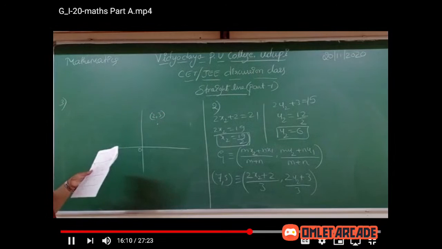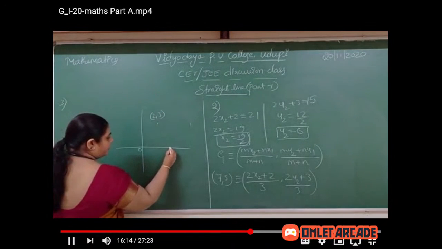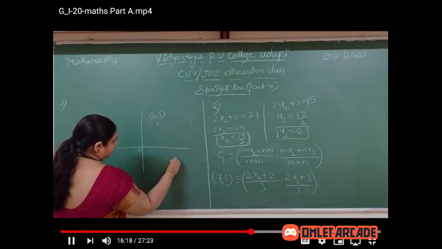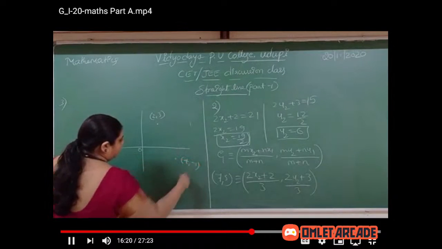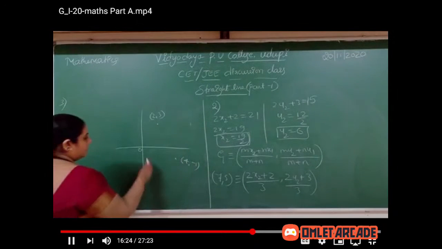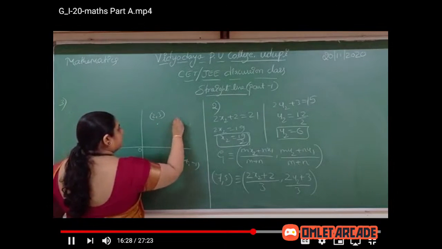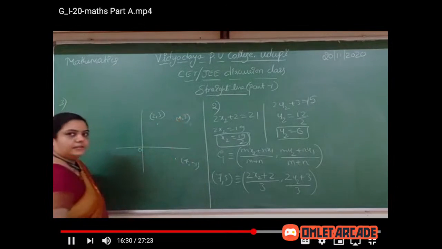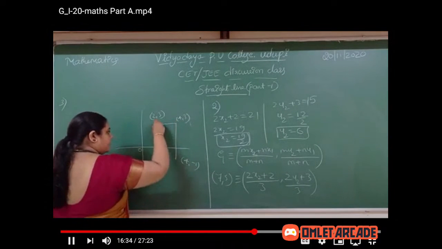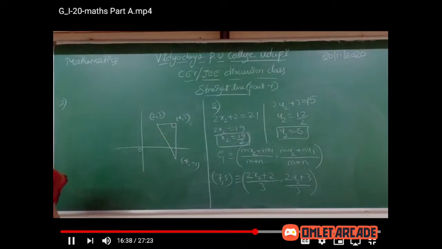Okay. Next is (4, -1). Next, x is 4, this is 2, 3, 4. Somewhere here, 4 and -1. Okay. (4, -1). And one more point is (4, 3). Again 4 on the same line. 3. Isn't it? (4, 3). Let me join this, and you can see you have a right angle triangle here.